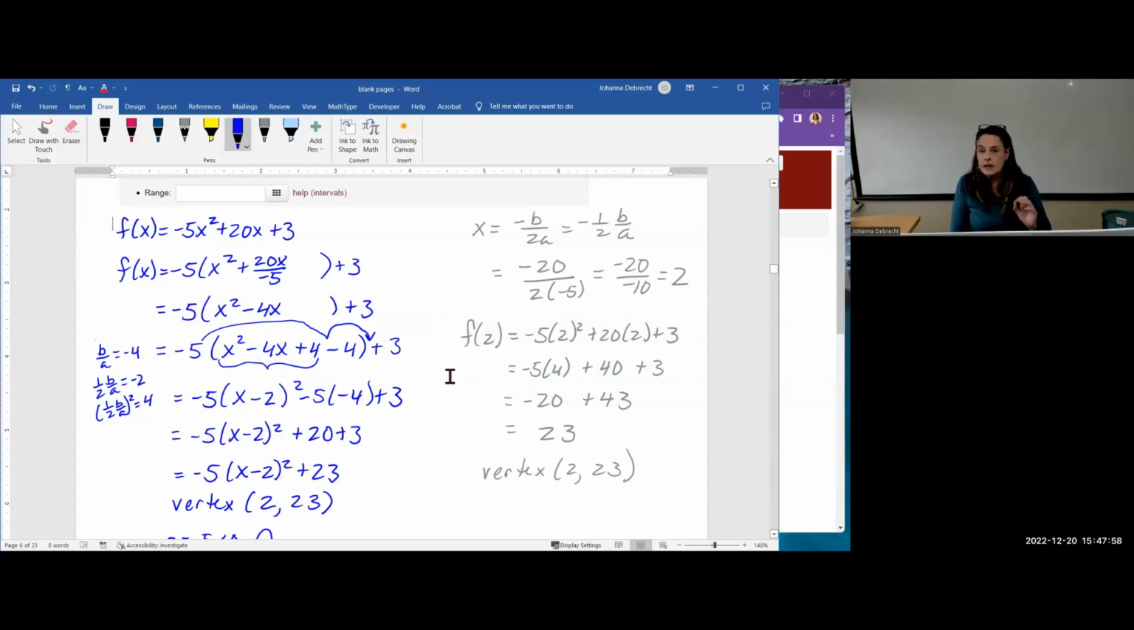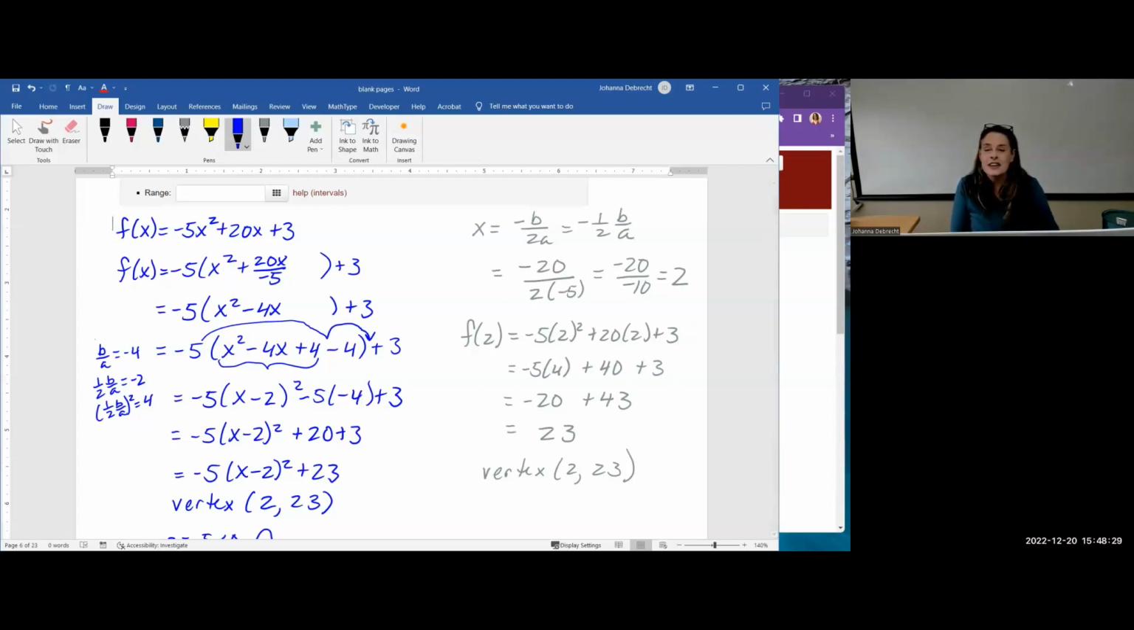And this is where it can get a little difficult. Make sure when you do this that you follow the order of operations. Square it first, right? So no matter what number is in there, it's going to end up positive because you're squaring it. And then you multiply it by a. So in this case, because a is negative, that first term is always going to be negative. And then go ahead and simplify the rest of it. And again, we get the vertex is (2, 23).